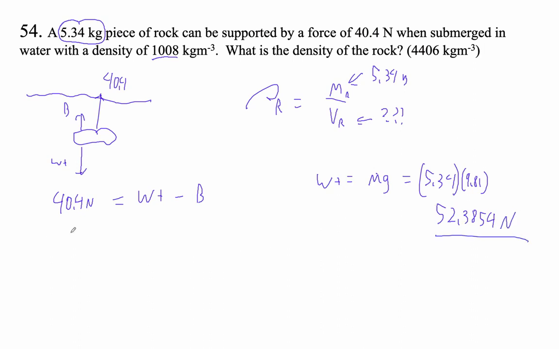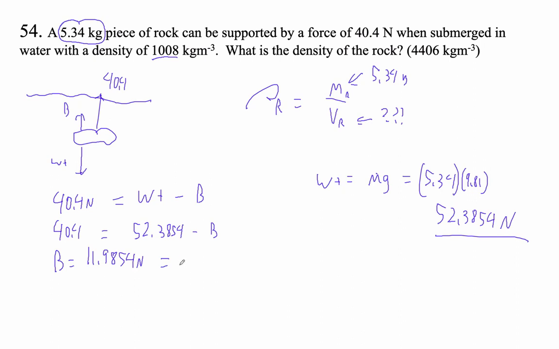All right, now we're getting closer, right? 40.4 is equal to the weight, which is 52.3854 minus B. So if I just subtract 40.4, the buoyant force must be 11.9854 newtons. Now we're cooking with gas, right? Now we know what the buoyant force is acting on this thing.